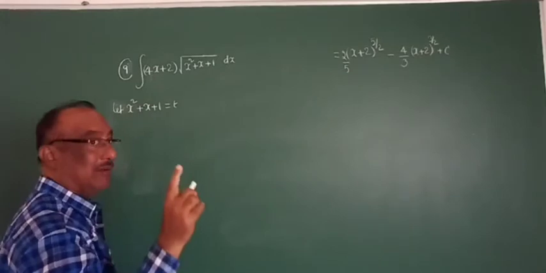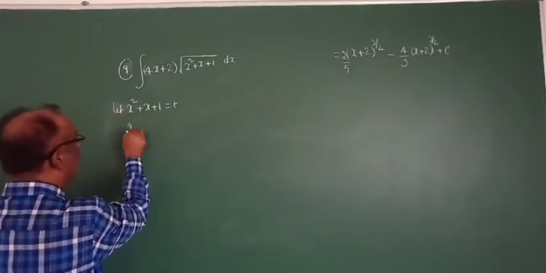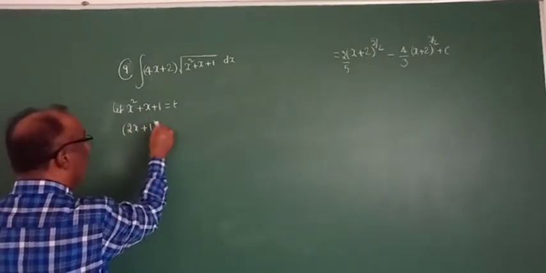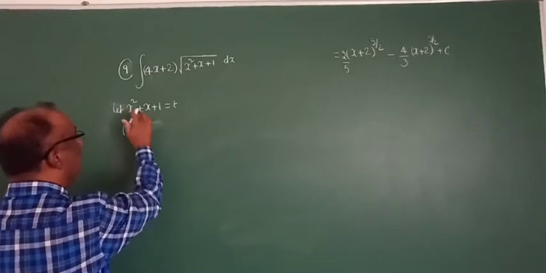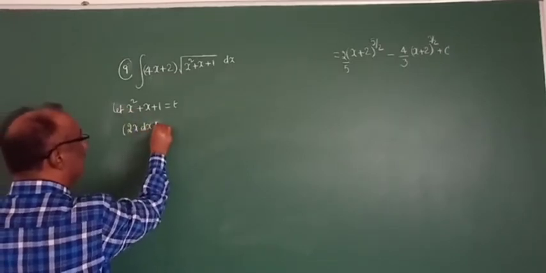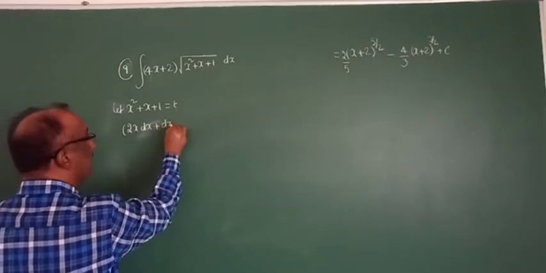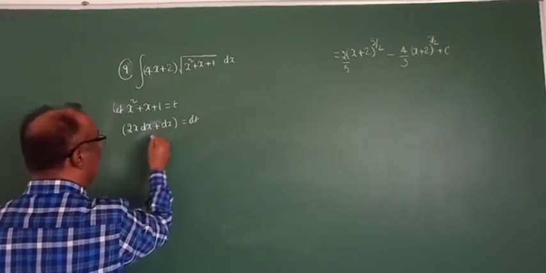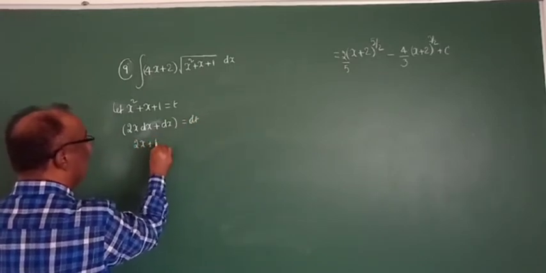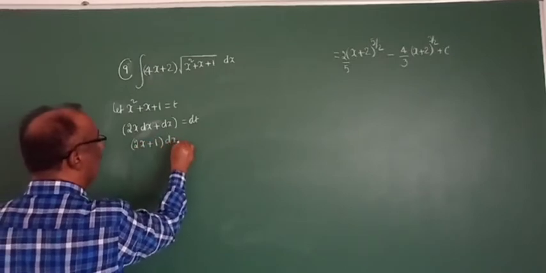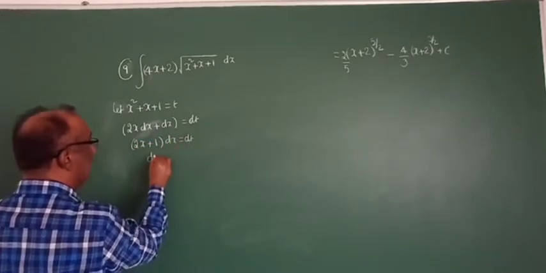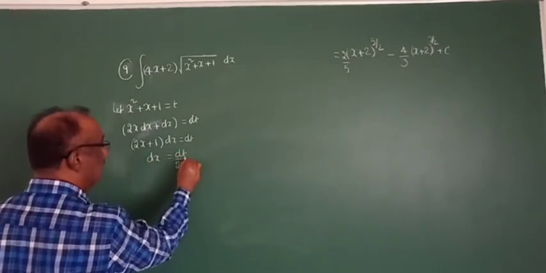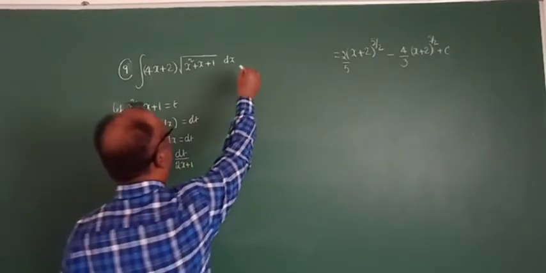Take the derivative: x square's derivative is 2x into dx, x's derivative is 1 into dx, and 1's derivative is 0. And t's derivative is dt. So (2x plus 1) into dx is equal to dt. Now write down dx: dx is equal to dt by (2x plus 1). Is it clear? Now come to the problem.